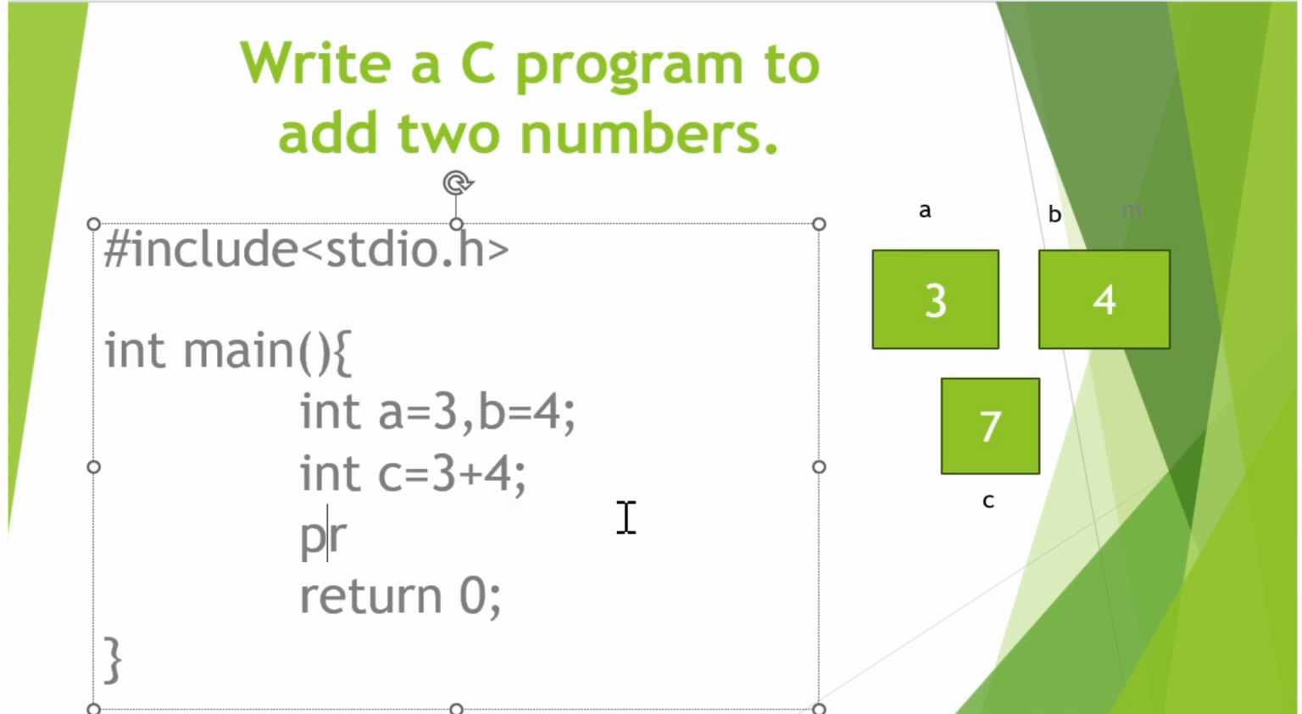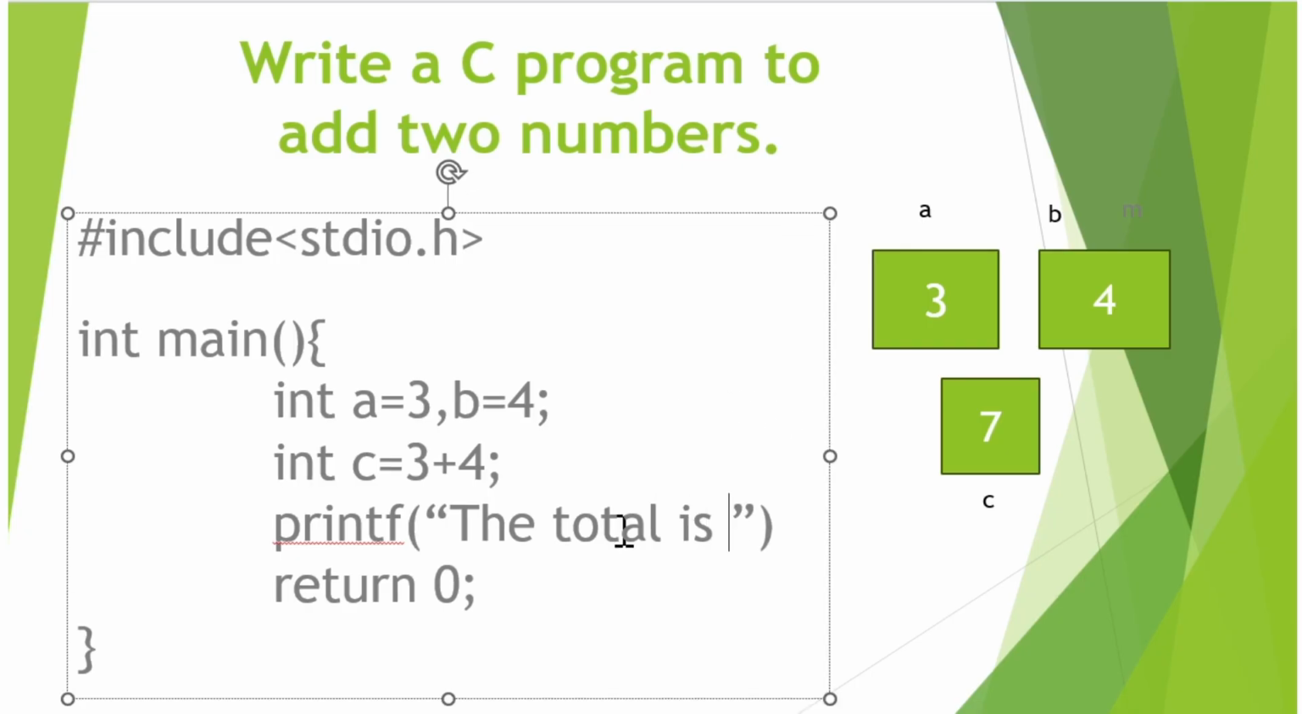I will give some space and write printf, and inside the round braces we will have double quotes, and we will write the total is. Now what do I have to print? I have to print C. Now I can write here C. Now if I write here C, the problem is the total is C.